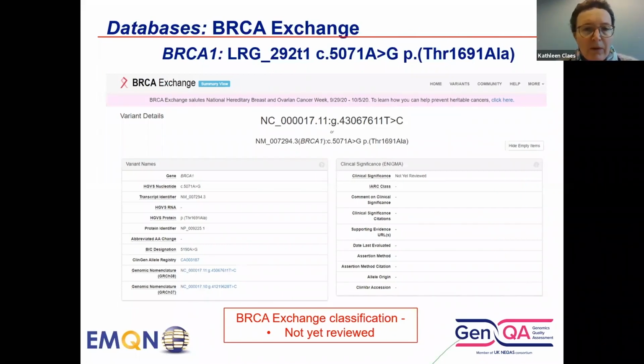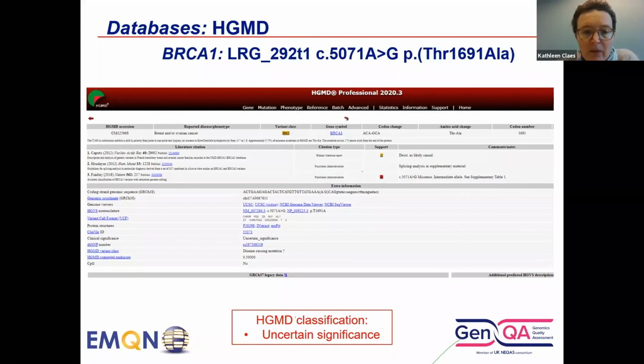Like I said before, the first thing we can do is go to locus-specific databases, and BRCA Exchange is a very nice example where you can look if ENIGMA has already classified the variant. In this case, the variant has not yet been reviewed by ENIGMA, so there is no strong argument pro or against pathogenicity. ACMG, there is also a database where it has been mentioned, and in this case, I cannot see the lower part of my screen. In this case, the variant has not been classified.